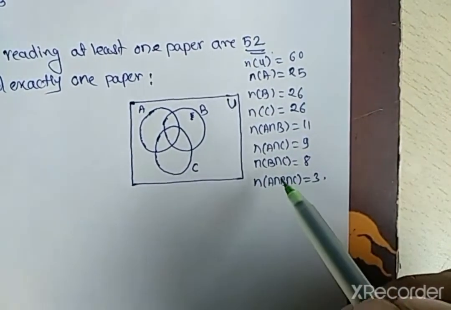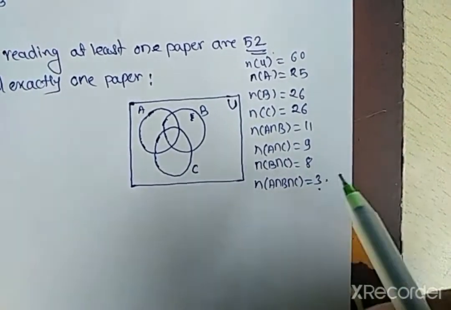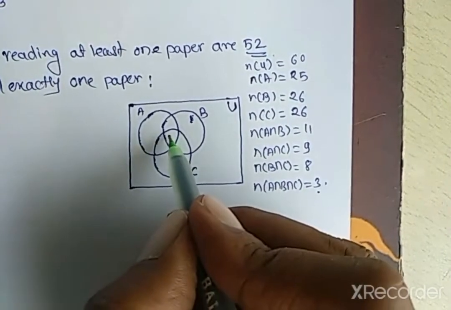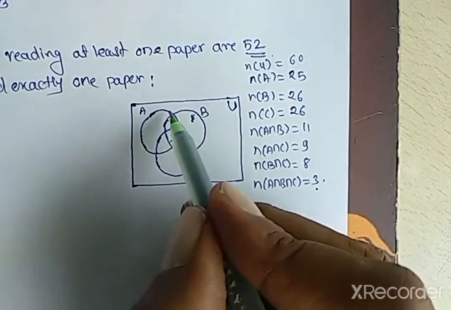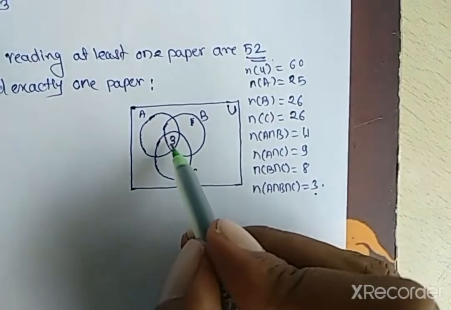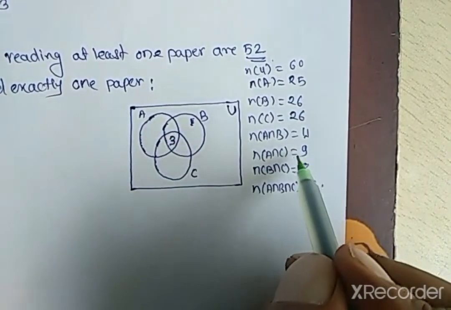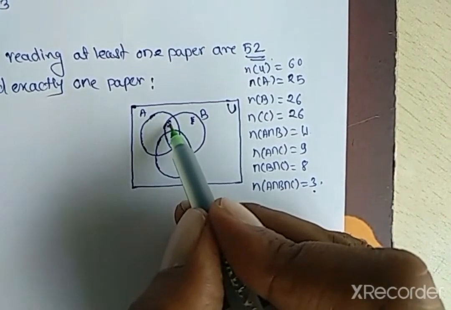Now from the intersection part, the common part of the 3 sets is 3. So we write it in the common part. So this value here is 3. Now A intersection B, total A intersection B is 11. In that 3 is covered. So the remaining part is 11 minus 3, which will be 8. Okay, here it will be 8.